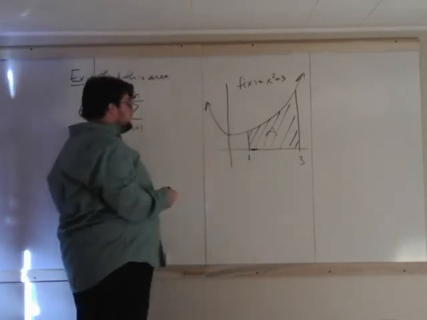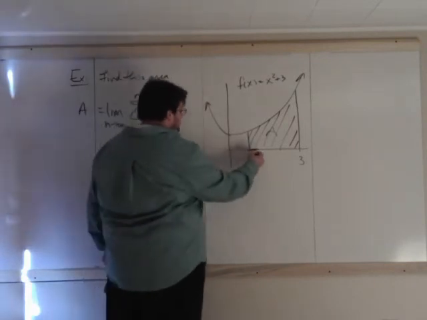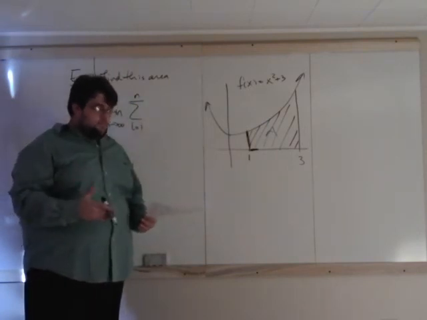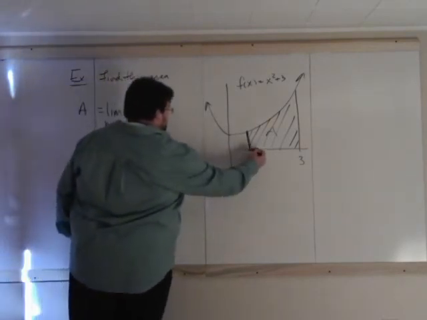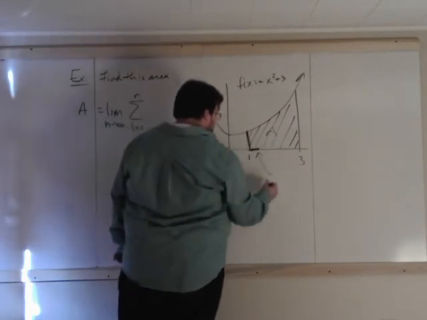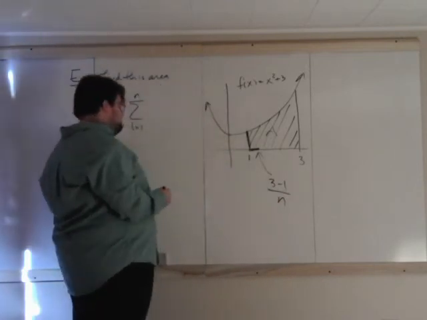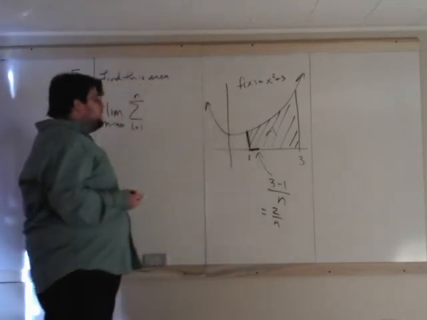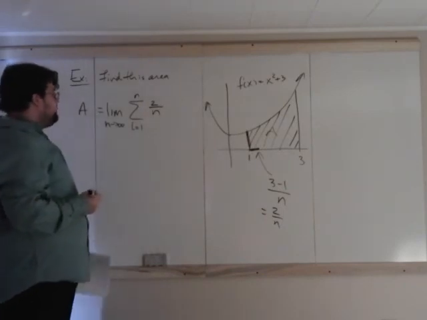When I say length and width, I'm not really sure if I think of this as the length or this as the length. When I think of rectangles, when you're finding the area, it's just one side times the other. So let's do this side first. What's the length of that side? Well, we have an interval of length 2, and we're dividing it into n pieces. So we have 2 over n. We're using n rectangles, so one side of the rectangle is 2 over n.